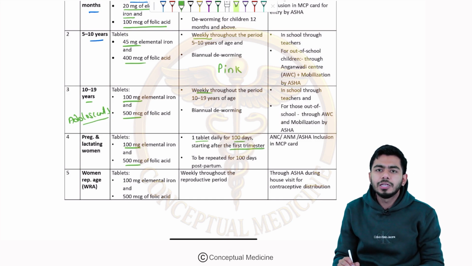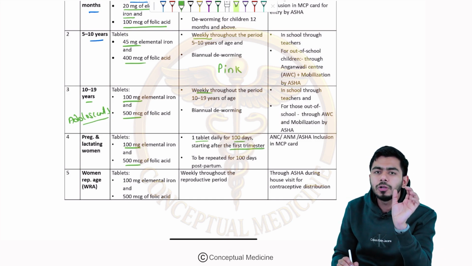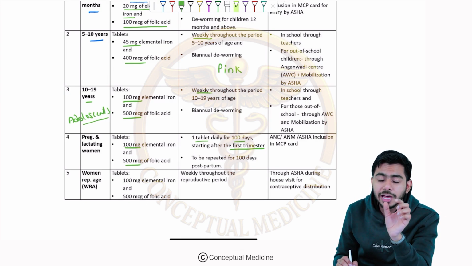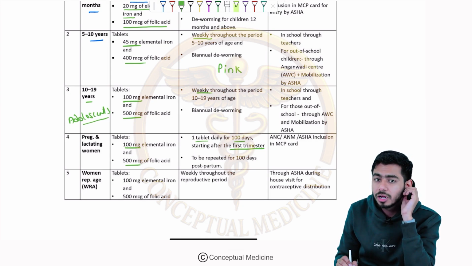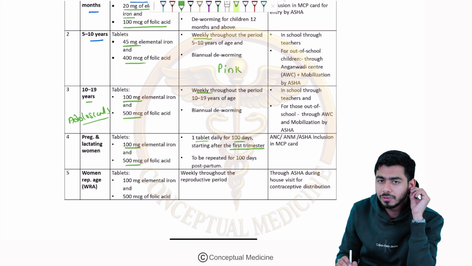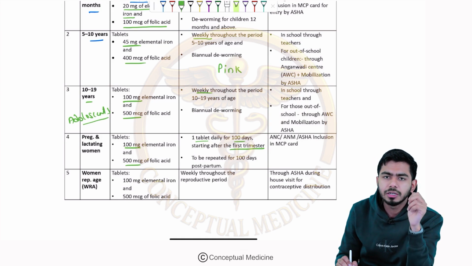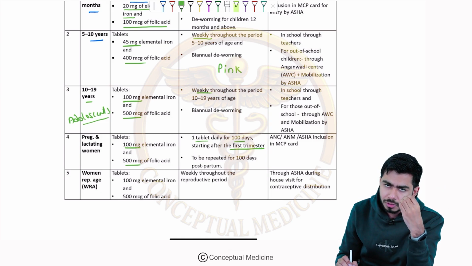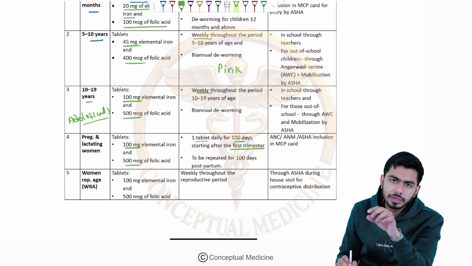Always remember, in the first trimester we are giving only folic acid to the female. Iron is contraindicated because iron is teratogenic. Iron is contraindicated in the first trimester of pregnancy. We are starting the iron after the first trimester, I mean from the second trimester. In the first trimester we shall be giving the folic acid, but not the iron. Iron will start from the second trimester.